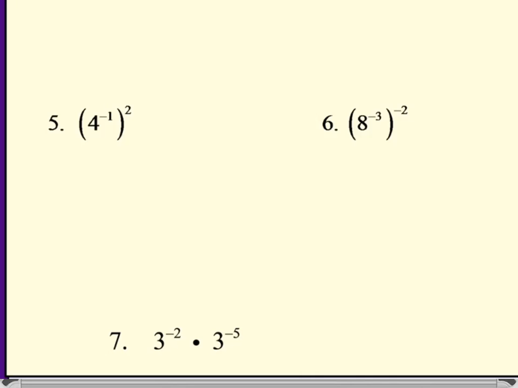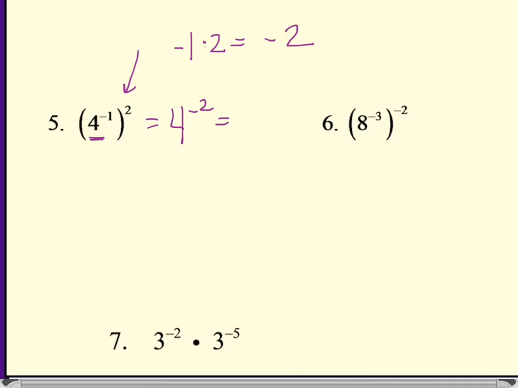Now, this one has a combination of rules. So if you remember, this is a power of a power. It's a power being raised to another power. So remember, we said that what we had to do here was multiply it. So I can just multiply the two exponents together. Negative 1 times positive 2 is negative 2. Okay, so this is equivalent to 4 raised to the negative 2 power.